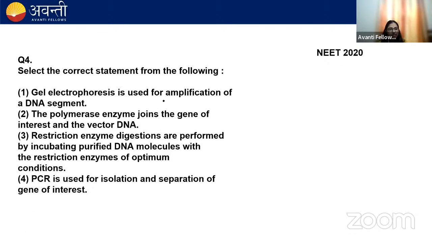Question 4 says, select the correct statement from the following. Number 1 is gel electrophoresis is used for amplification of a DNA fragment. 2 says the polymerase enzyme joins the gene of interest and the vector DNA. Third is restriction enzyme digestions are performed by incubating purified DNA molecules with the restriction enzyme at optimum condition. Fourth is PCR is used for isolation and separation of the gene of interest. What do you think? What will be the correct option? You have to find out the correct statement.